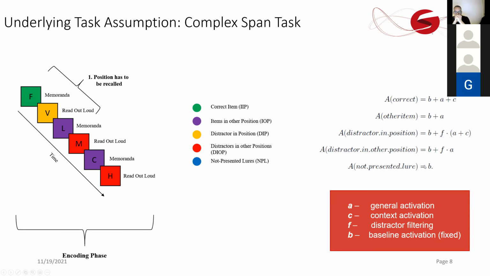in the response set. And the distractor in the other position is the same as the item in the other position, like here, which is also modulated by the F parameter.